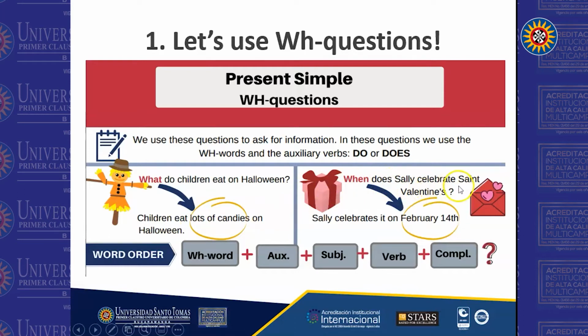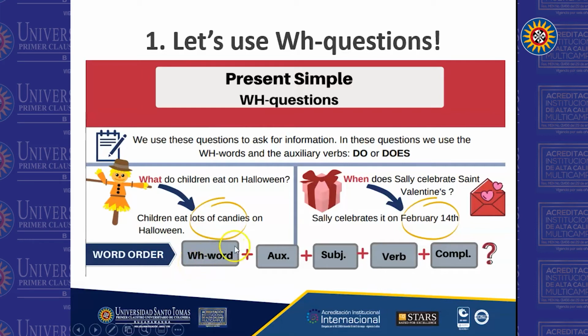Let's look at the second question. When does Sally celebrate St. Valentine's? Sally celebrates it on February 14th. We use when because we are talking about time. Look at this, February the 14th. And we use the auxiliary does because the person or the subject here is Sally. Sally is she. And remember what I said, when we have the persons he, she, and it, we have to use the auxiliary does.